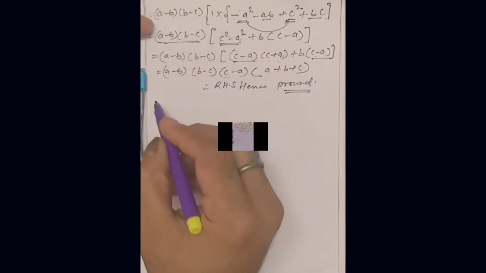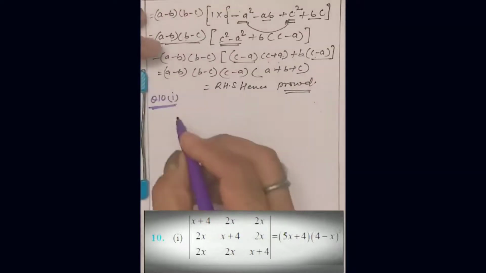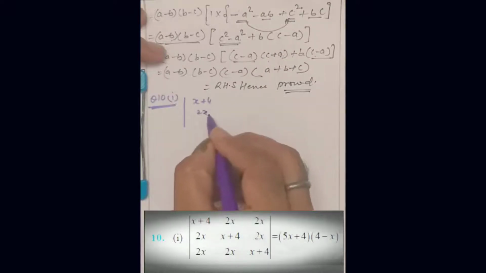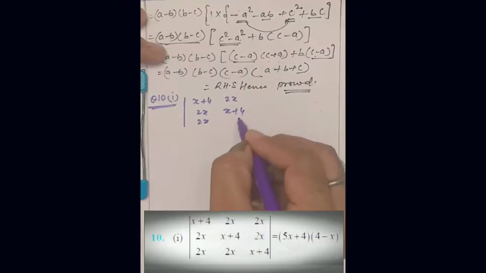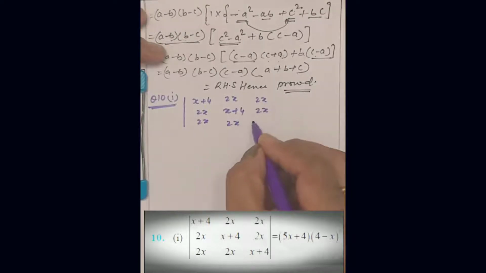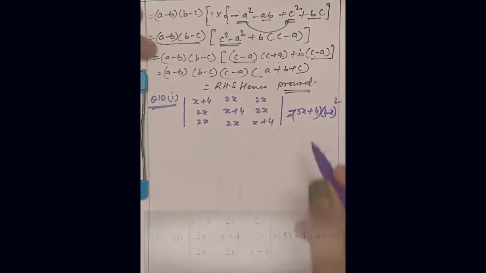Question number 10, part number 1. Question number 10. This determinant is |x+4, 2x, 2x; 2x, x+4, 2x; 2x, 2x, x+4|, and the right hand side is (5x+4)(4−x)².